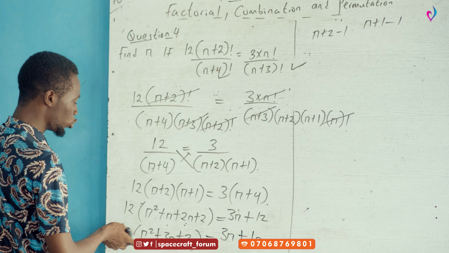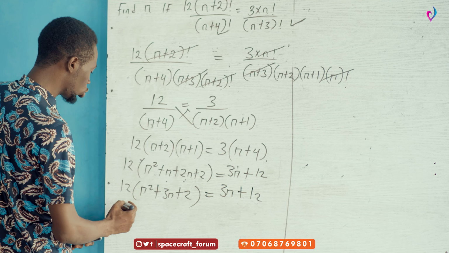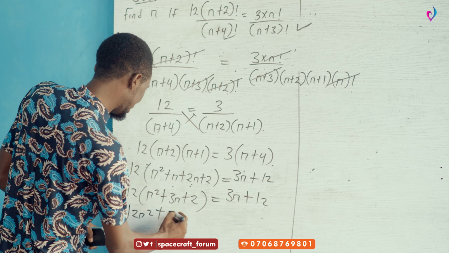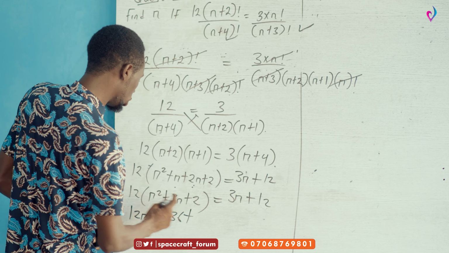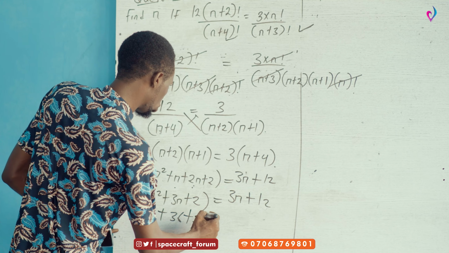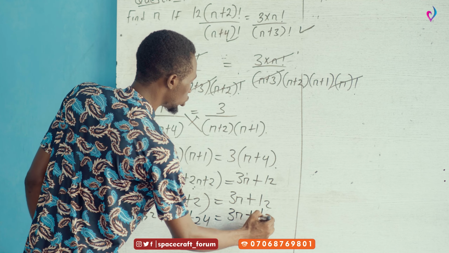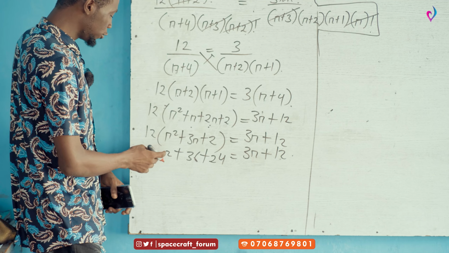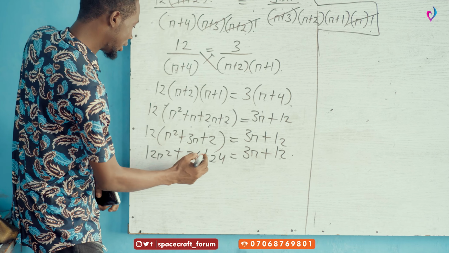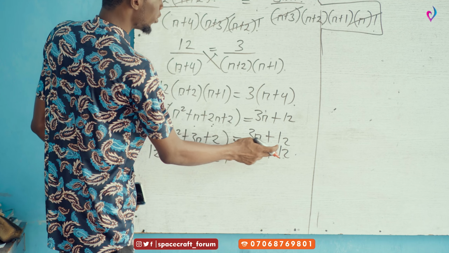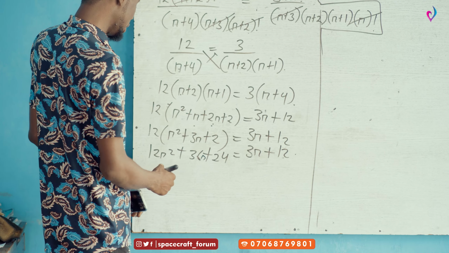So let's use this 12 to open this bracket now. 12 times n square is 12n square. Then plus 12 times 3 is 36n. Then plus 12 times 4 is 24, is equal to 3n plus 12. From here we have 12n square plus 36n plus 24 is equal to 3n plus 12. So we can collect the like terms here.